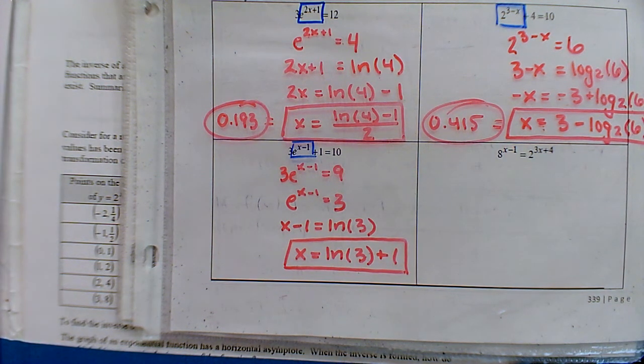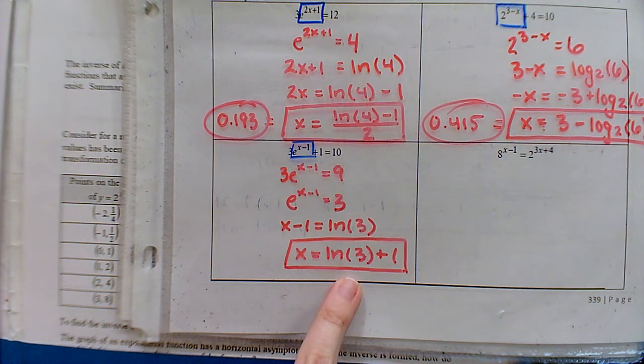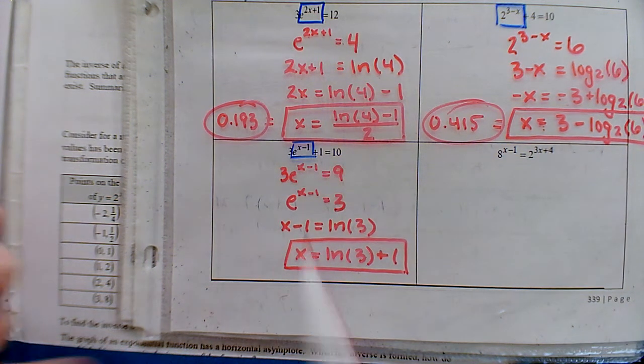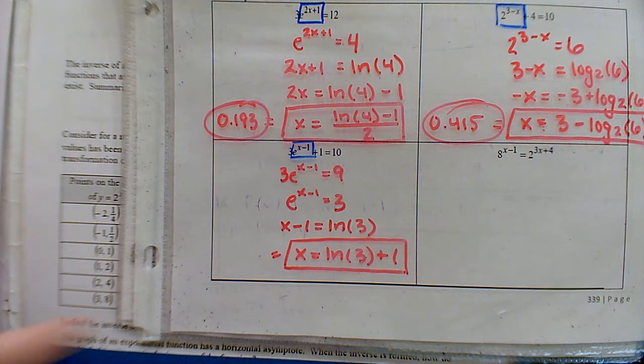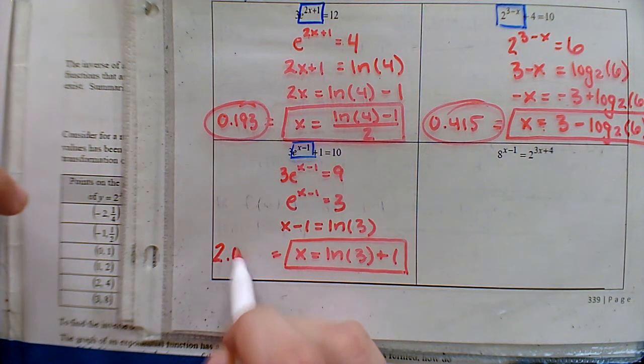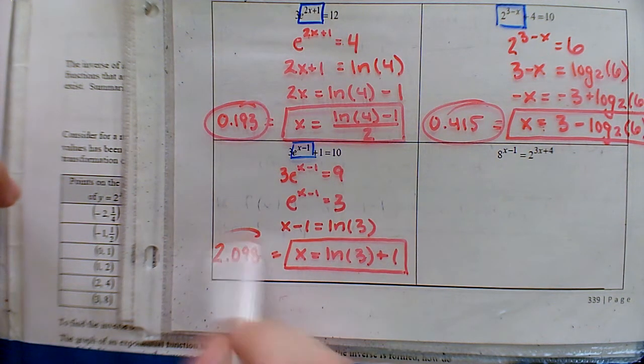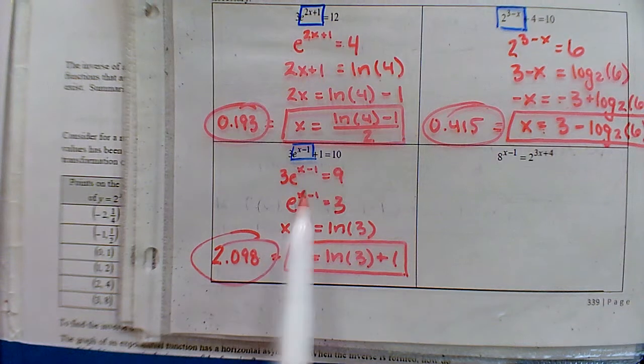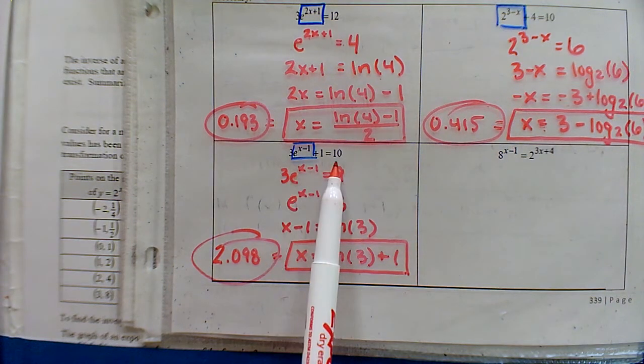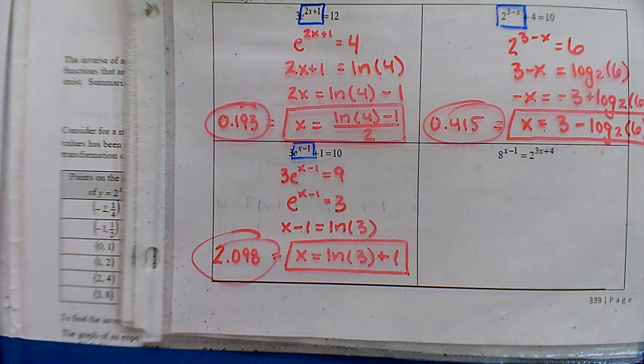Were we able to do that fairly quickly? How about the natural log of 3 plus 1? Did anyone get it as a decimal? Good, Brooke? 0.098. Sounds good to me. Alright, you can check your work, plug it back in for x. The moment you hit enter, you should get something close to 10, just to be safe. Okay? Let's try the next one.